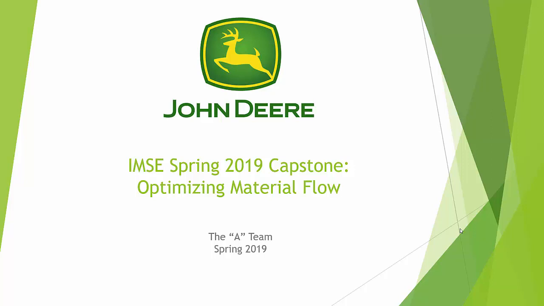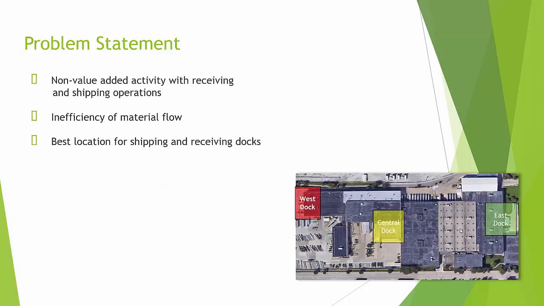The objective of our project was to optimize material flow and forklift travel in their plant. For our problem statement, there's non-value added activity with receiving and shipping operations, as well as inefficient material flow. And lastly, we were trying to idealize the locations of shipping and receiving docks.